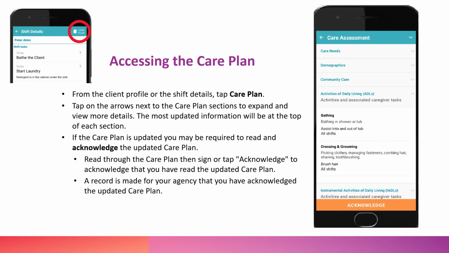Through the app, you've always had access to the care plan. You'll see that little icon in the top right corner, and you can tap on that to access. You can tap on the arrows to view more details, and I want you guys to know that those of us creating and updating the care plans are also working on streamlining our process, and we will now always have the most recent updates and changes at the top.